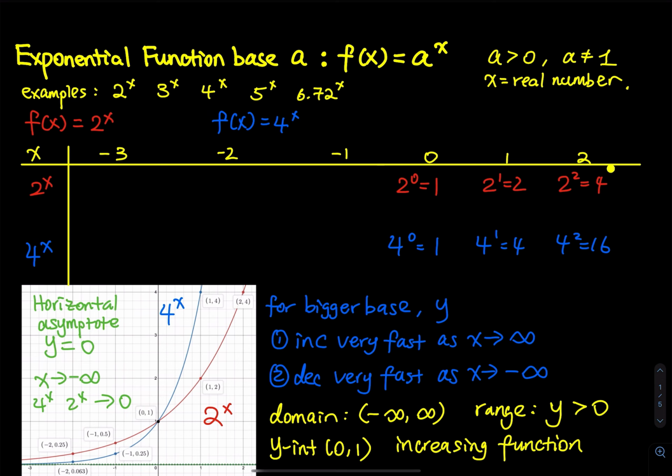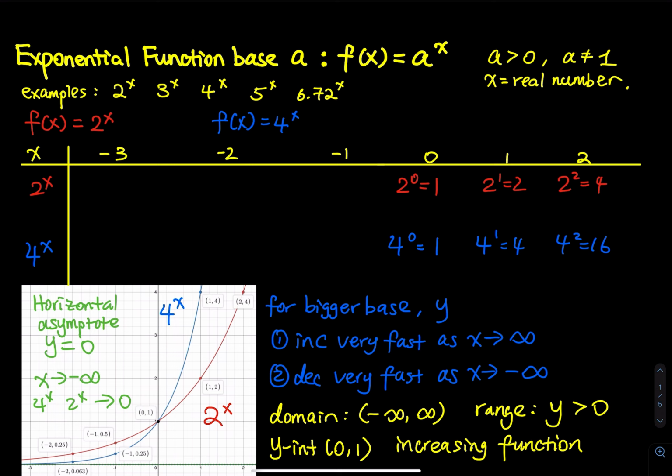So as x increases, y increases exponentially. What happens when the base is bigger? When the base is bigger, as x increases, y increases way faster compared to the smaller base: 4 compared to 2, 16 compared to 4. So as x increases, y increases exponentially, but the rate of increase is much greater than with the smaller base. Now, what we need to see is what happens when the exponent is negative.